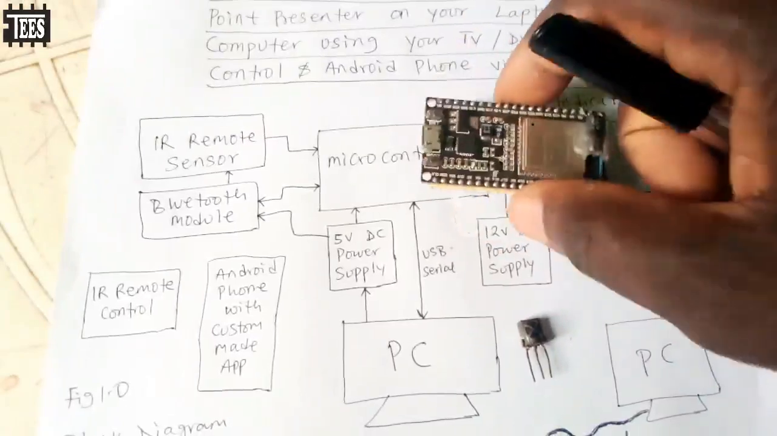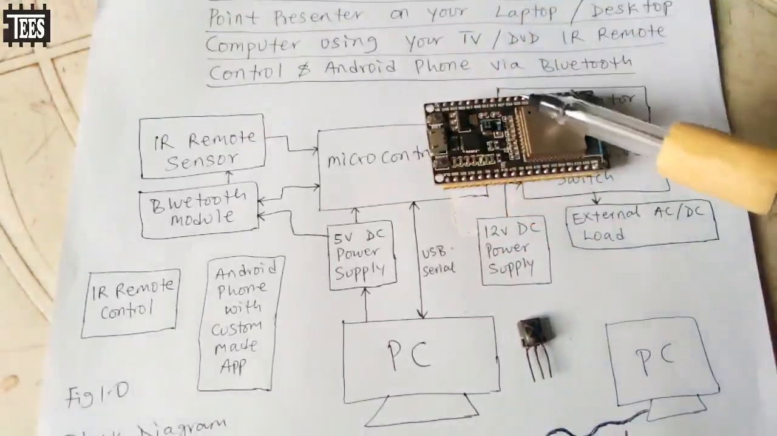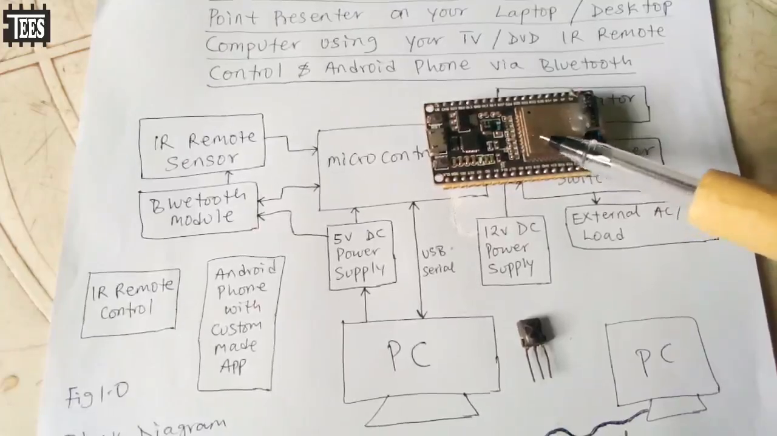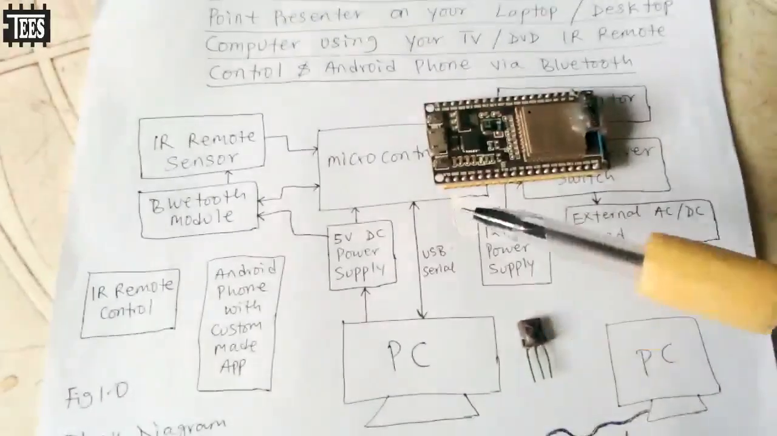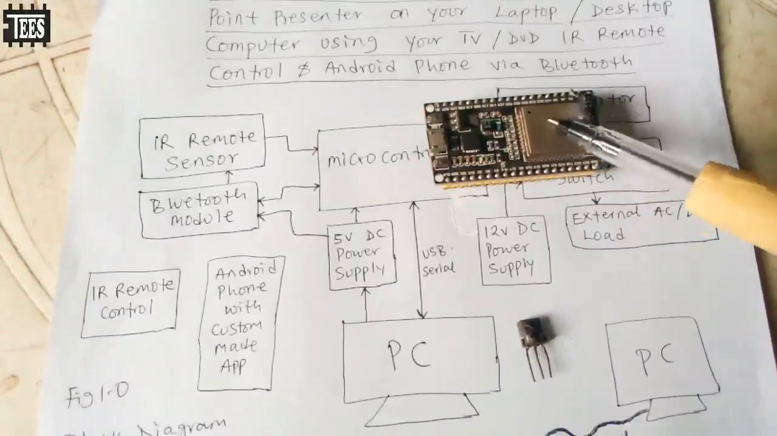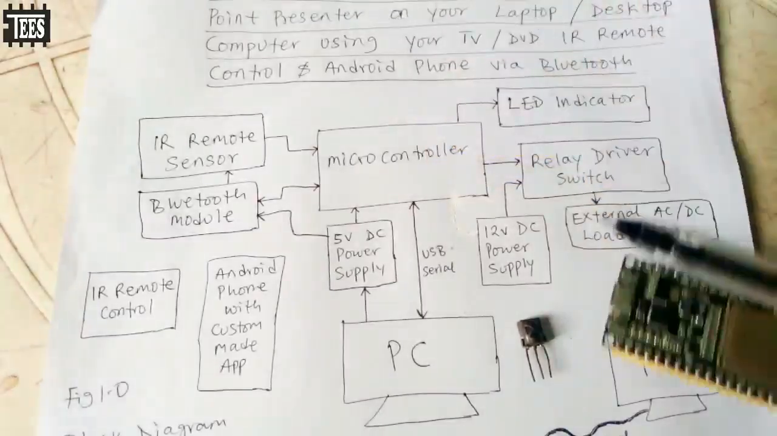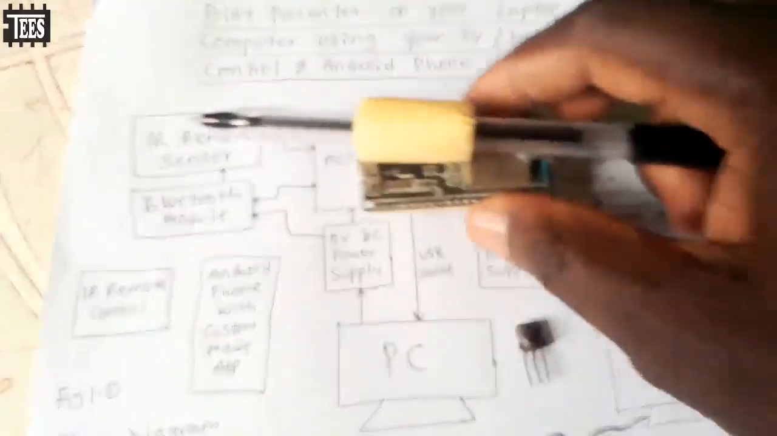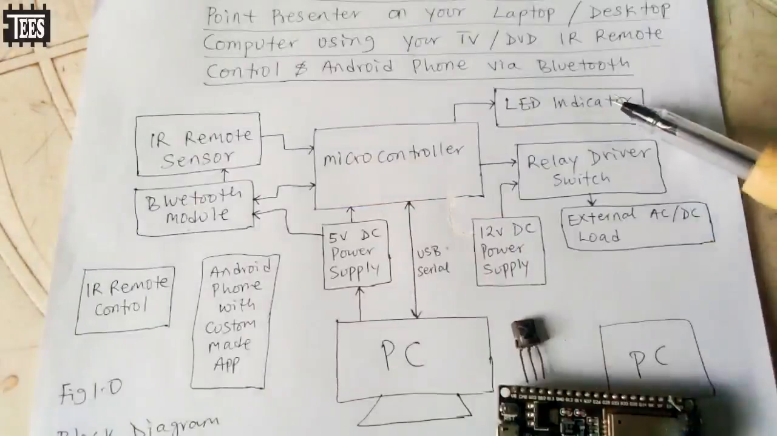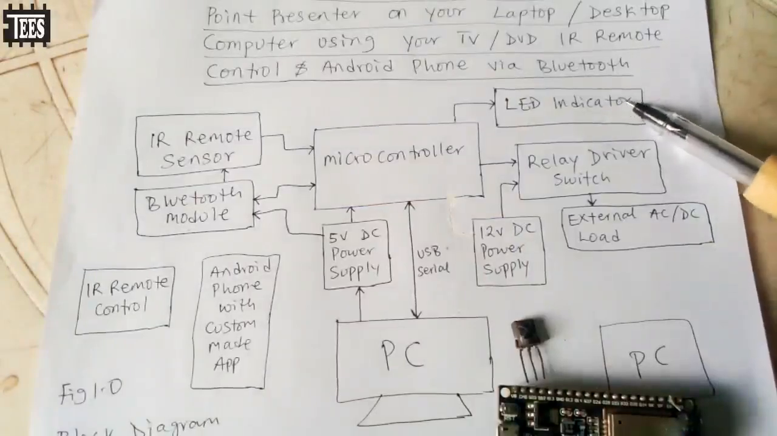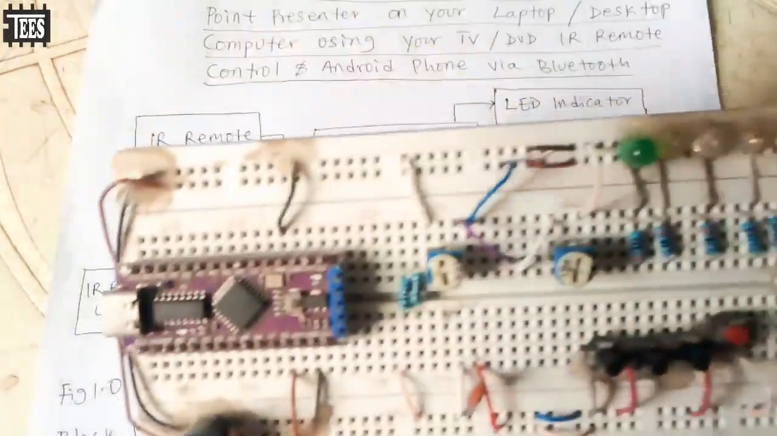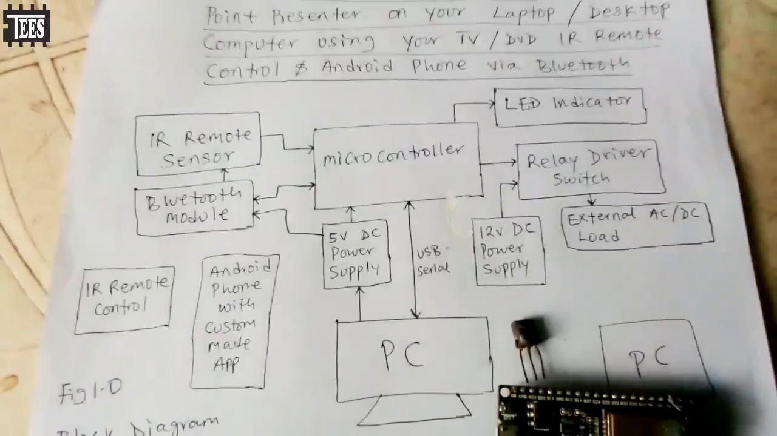This microcontroller here has Bluetooth and Wi-Fi. This is the ESP32 SoC, system on chip. It has inbuilt Bluetooth, so I don't need to connect an external Bluetooth. So we have our microcontroller, which is this here. Then we also have some LED indicators. We have used the LEDs. You can see a lot of LEDs there.